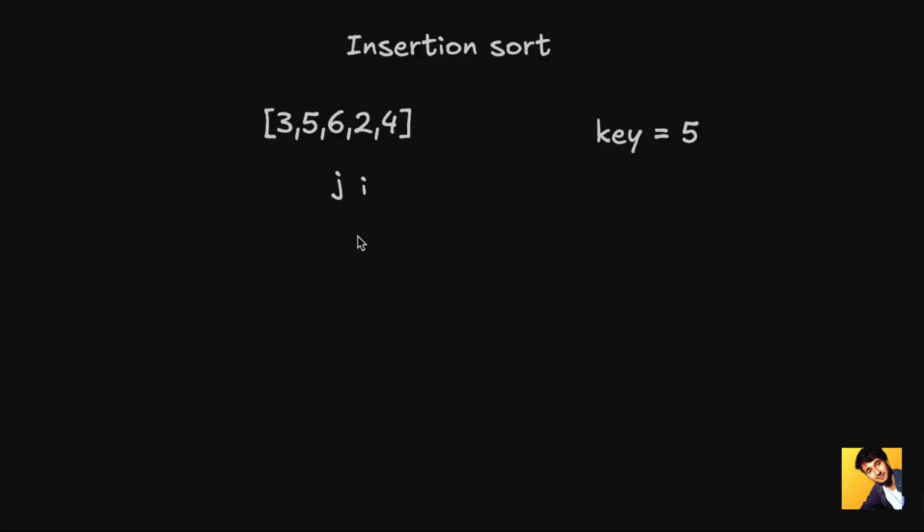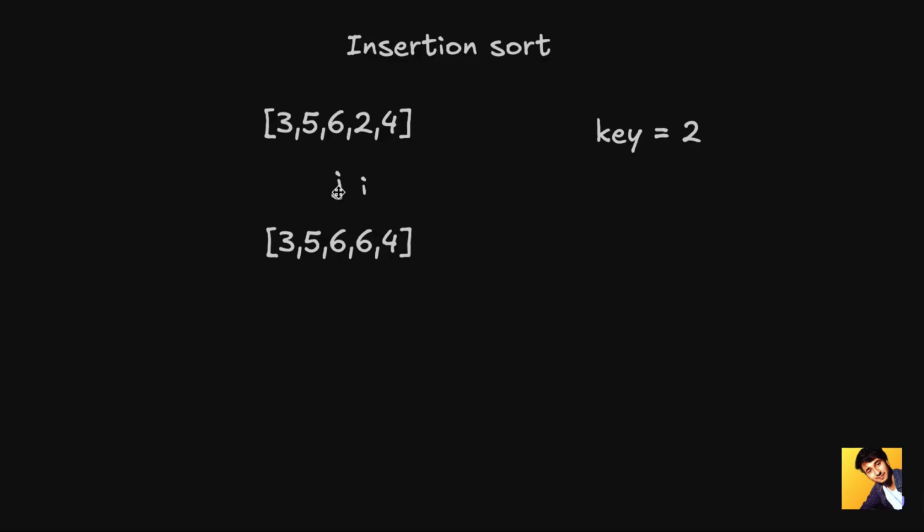Now we have seen that this key I is 2, so I is at this 2 element, so key will be 2 right here. So we'll update it to 2. Now we have seen that this one is bigger than this key, right? So we'll just overwrite this jth position's value. So what will the array be now? It will be 3, 5, 6, 6 and 4.